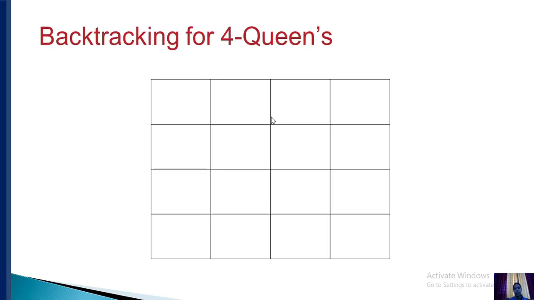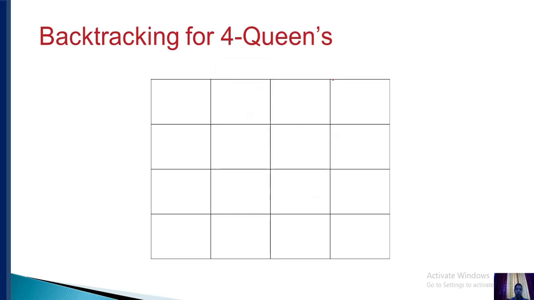So let's see an example of a backtracking solution for an N cross N chessboard. Here we are going to do it for 4 queens, which means a 4 cross 4 chessboard.